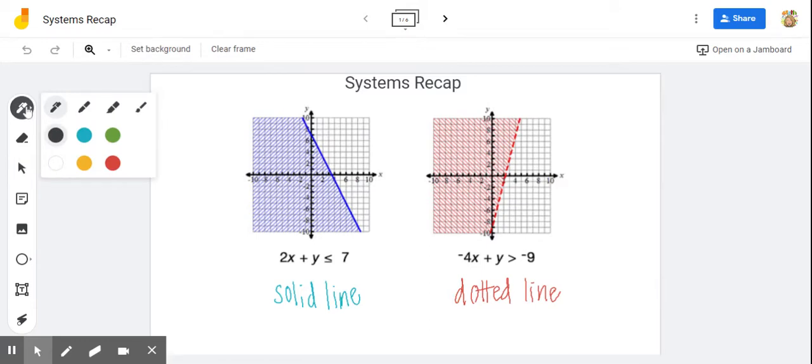But I do want to give you a quick little reminder that you see on the blue line here that it's solid because this is less than or equal to. It has that little equal line underneath. Why the red graph is dotted is because it has strictly greater than. There is no underline underneath it. But remember, just graph those in Desmos. Type in those equations and you should be good to go.